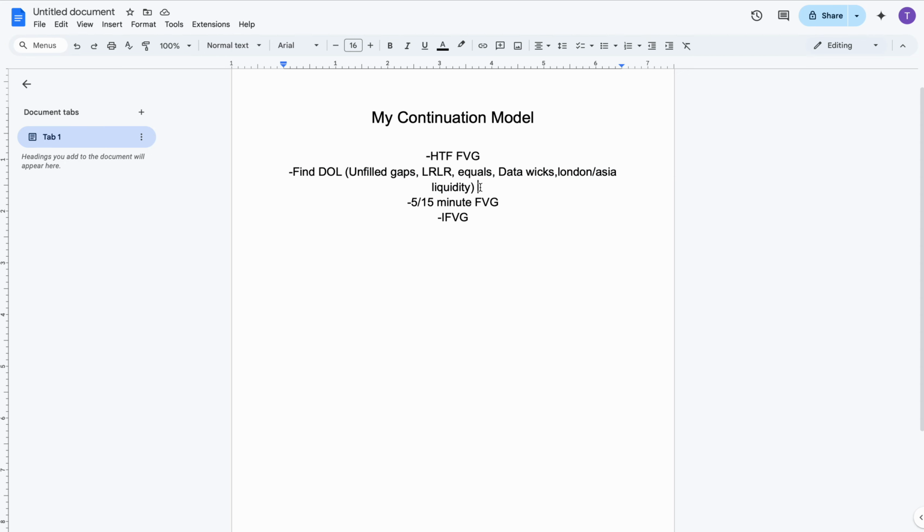Next, find draw on liquidity. That could be unfilled gaps. For unfilled gaps, the lowest time frame I use is the 5 minute, so I use 5, 15, hourly, and 4 hour whenever I look to target unfilled gaps. Then for the next, we have LRLR, which is trendline liquidity. I'll go over an example of that later on. Next, we have equals, equal highs or equal lows.